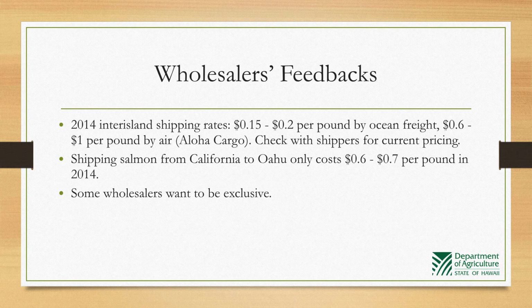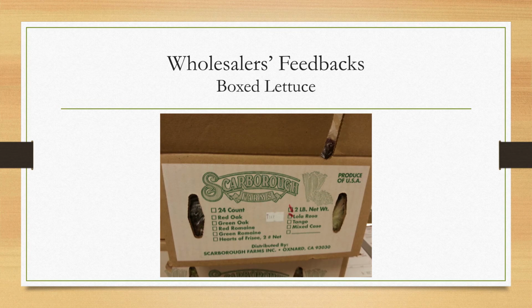Now, the 2014 inter-island shipping rates are 15 to 20 cents per pound by ocean freight and 60 cents to $1 per pound by air. Check with shippers for current prices. By the way, shipping salmon from California to Oahu only cost 60 to 70 cents per pound in 2014.